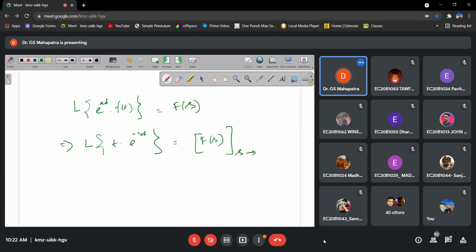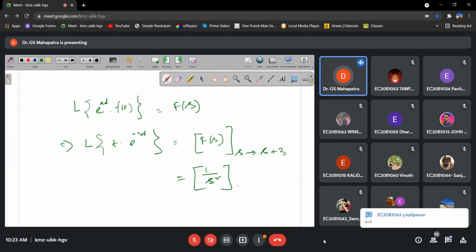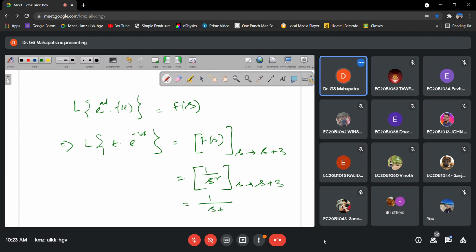S plus 3. So 1 by s square, correct? So s is replaced by s plus 3, not s minus 3. Okay, the formula is s minus 3. So this is the answer.